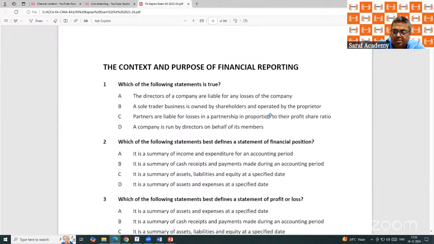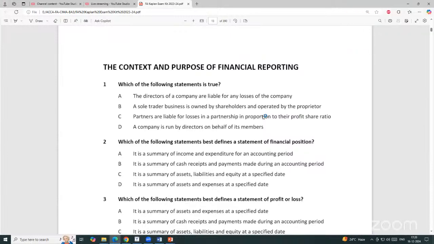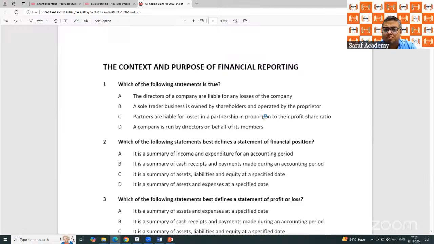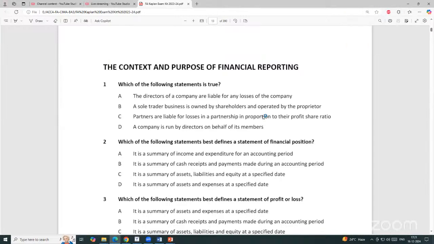But here sometimes this point number C may not be correct. Sometimes point number C is wrong, because it is not always that the losses will be shared in the profit sharing ratio. Have you studied partnership accounting in class 11, 12? So you have done dissolution of partnership? In dissolution, if 2-3 partners are there and one partner is not able to bear the losses, then what happens? The loss is borne by the other partners. For that reason, C cannot be correct.